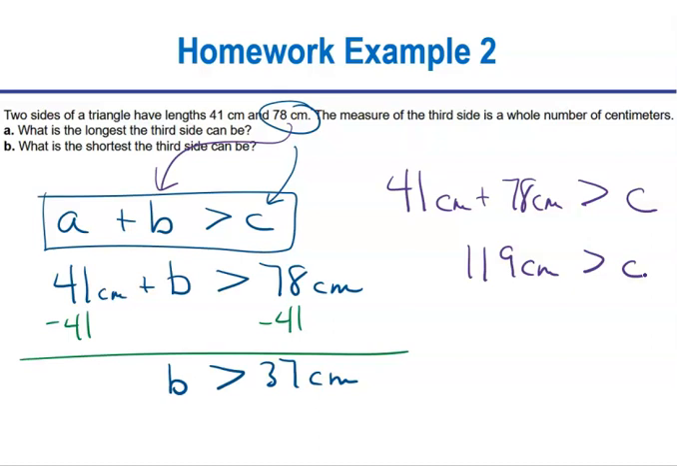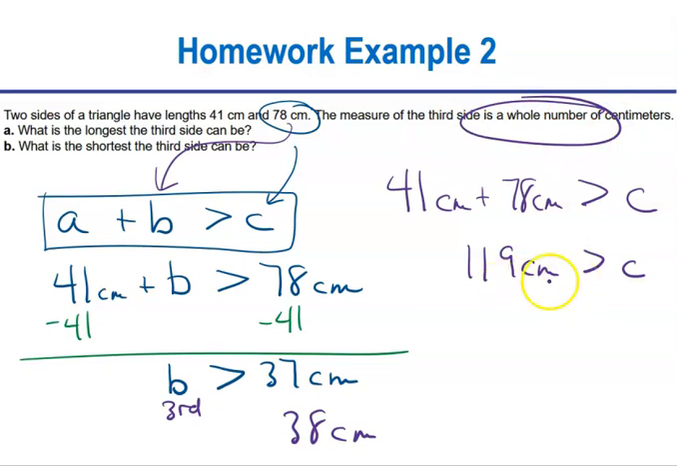Okay, so now let's think about this. If the missing side, or the third side, has to be bigger than 37 centimeters, wouldn't that be like 38 centimeters? Has to be bigger than 37. Really, anything bigger than 37 would work, but they told us that we had to use a whole number. We can do that, then 38 centimeters.